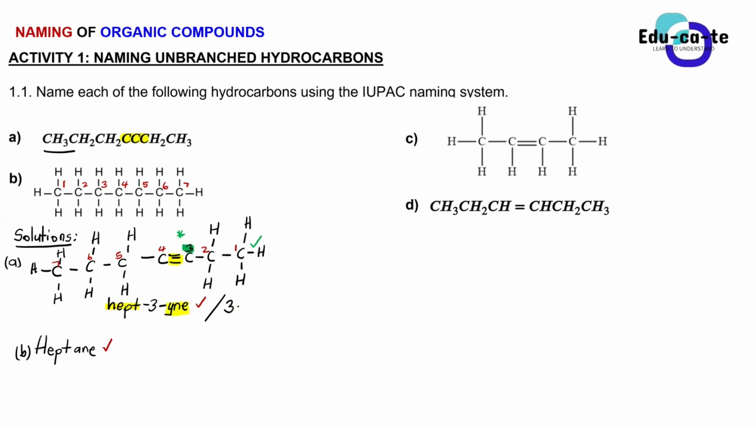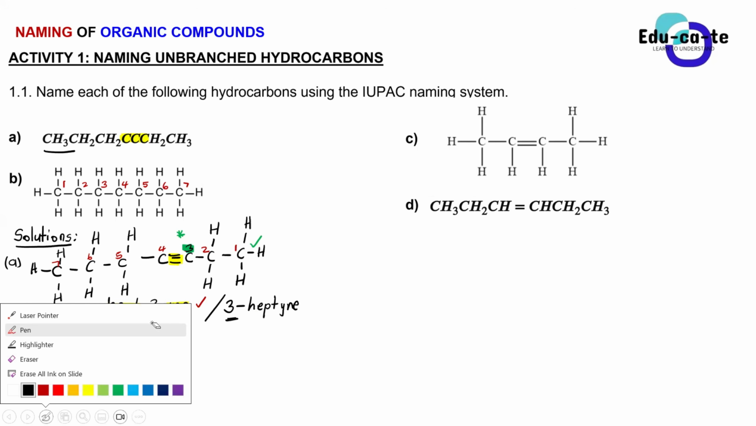3-heptyne. Yes, you can say this is 3-heptyne. So instead of writing the position of the triple bond in the middle of the name like we did at first, you can choose to write it first before you write the heptyne. Then you just write heptyne without any number in it. Are you guys clear?